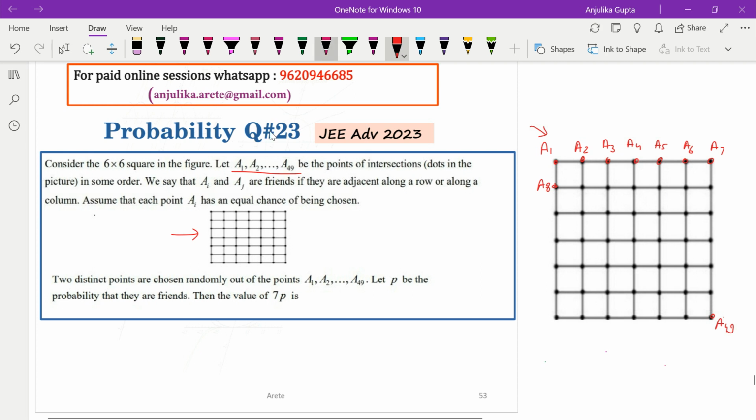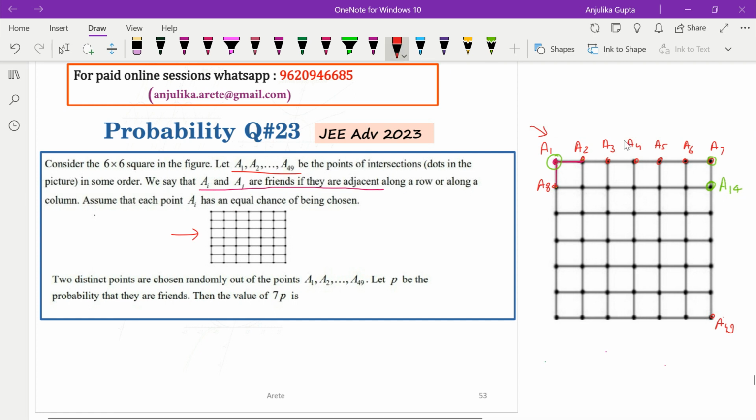Now they are saying AI and AJ are friends if they are adjacent. Now the 2 points can be adjacent along a row or along a column. For instance, let's check out A1. A1 has two friends, namely A2 and A8. Similarly, A7 will also have two friends, namely A6 and A14. This name would be A14.